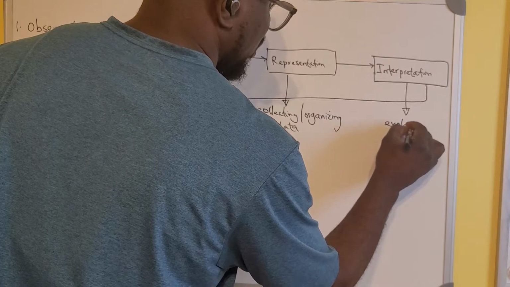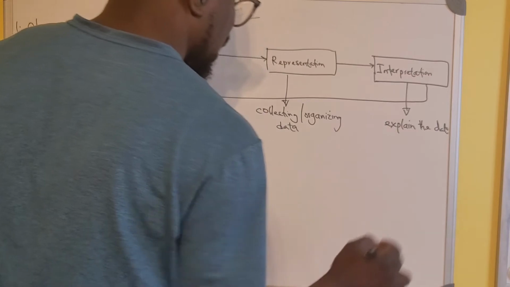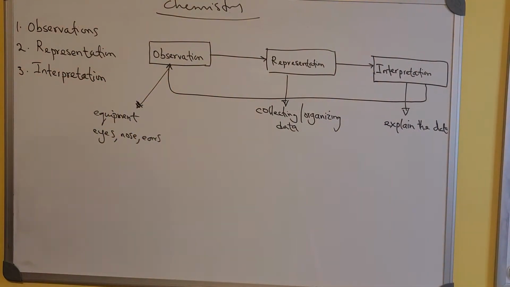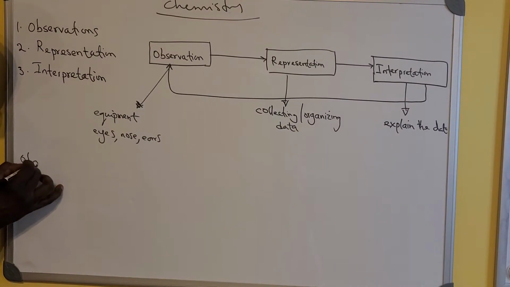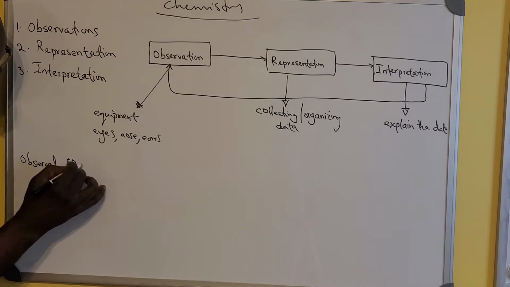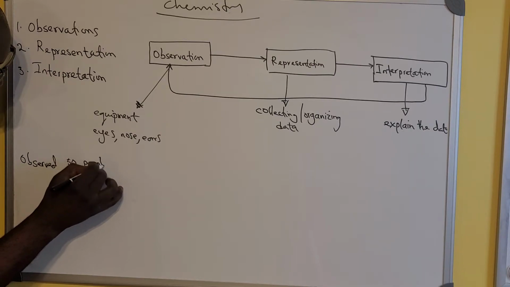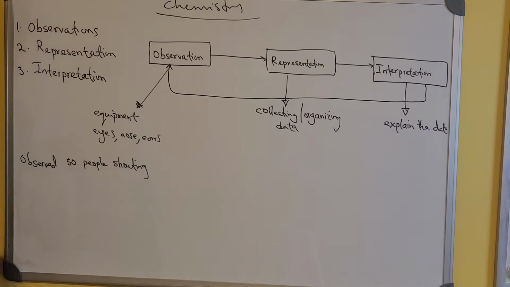Explain the data. Okay? So in the first step, you're observing with your eyes. Let's do an exercise. Say observation: you observed 50 people shouting. Okay? You observe it with your eyes. You saw it.